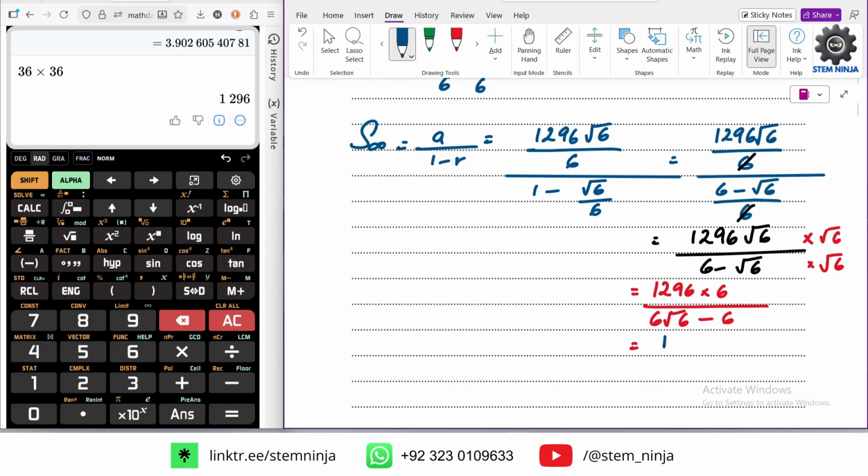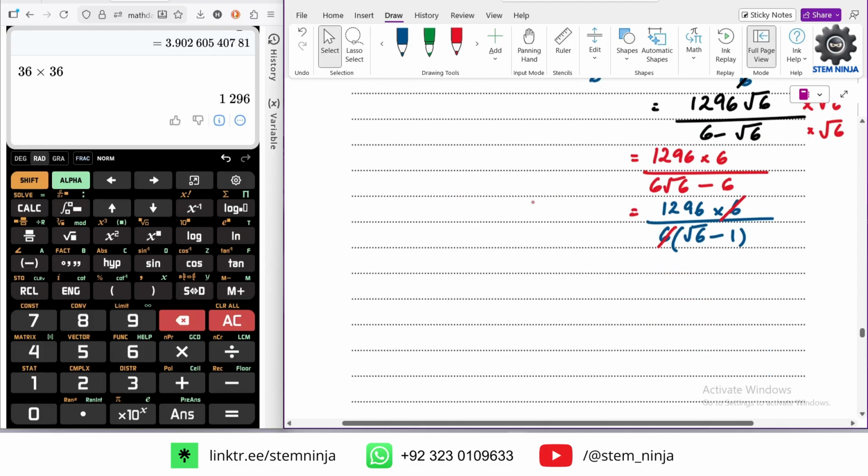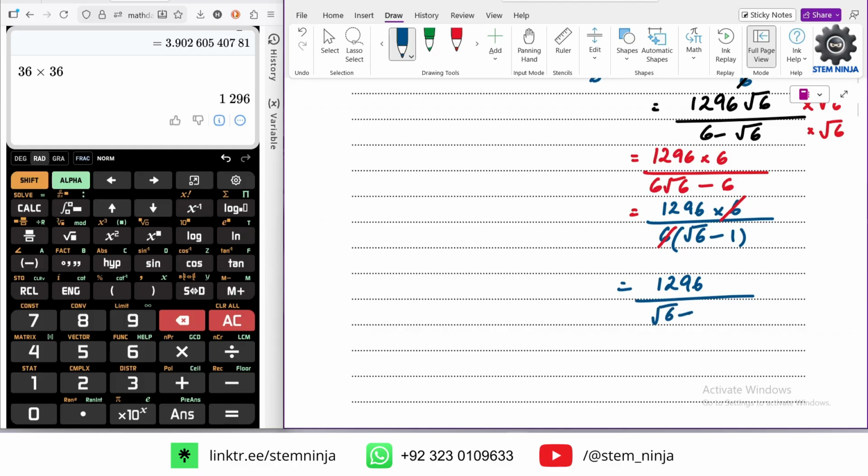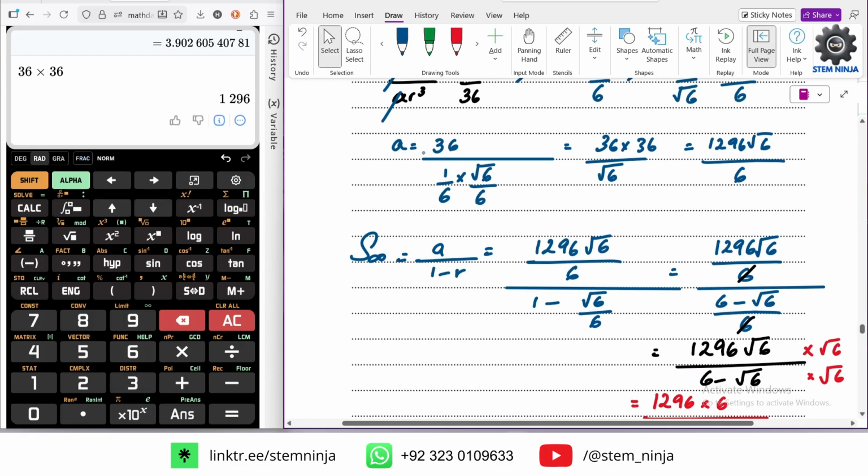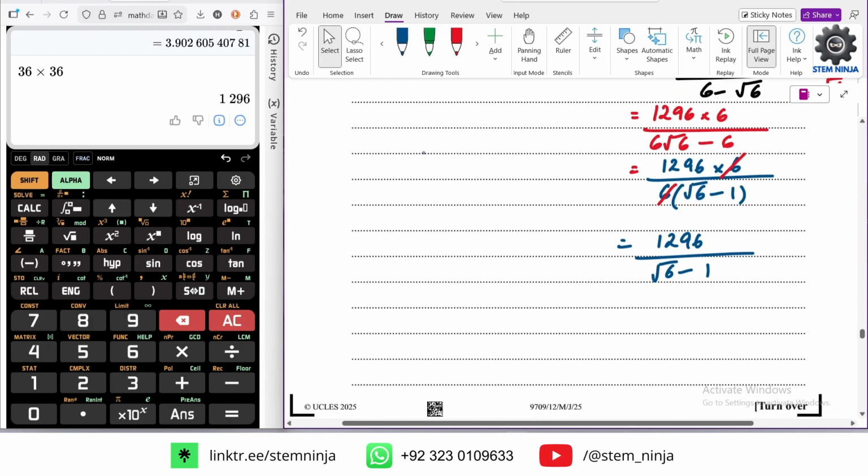Actually wait, sorry. 1296 times 6 divided by 6 times under root 6 minus 1. So now you can cancel out the 6 and 6. Therefore, you get 1296 divided by root 6 minus 1. Right, okay, let's move on.